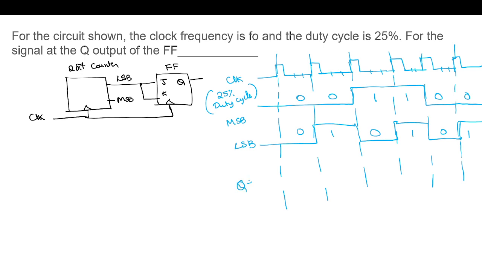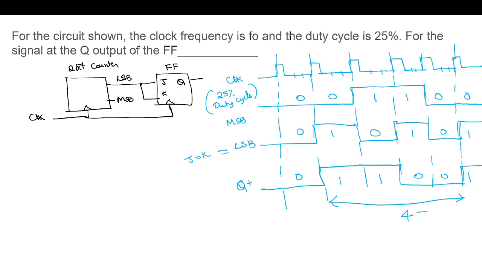What will be the value of Q plus for these values of J and K? So considering this as the J and K, if J and K are 1, 1, it will toggle. So it is in 0, it toggles. 0 remains in the same state. Then again toggles. So you can see that this duration is 4 times the time duration and this is 2 times the time duration. So the frequency is F0 by 4 and it is 50% duty cycle.